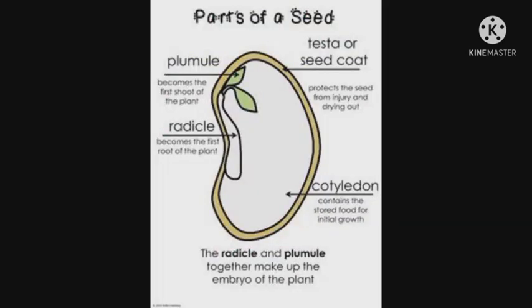Parts of a seed are plumule, radicle, testa or seed coat, and cotyledon. Plumule becomes the first shoot of the plant. Radicle becomes the first root of the plant. Testa or seed coat protects the seed from injury and drying out. Cotyledon contains the stored food for initial growth.